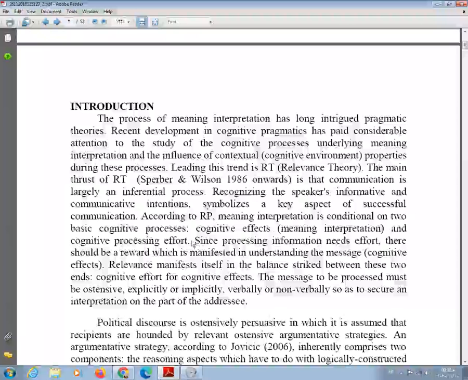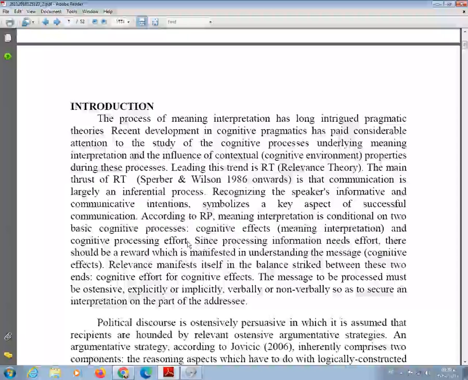in arriving at the meaning or in interpreting a particular text on the one hand, and the reward here is the meaning itself. So the cognitive effect is the meaning. Once we arrive at the meaning and once we figure out what's intended by the speaker, this is called cognitive effects, meaning interpretation. And how can we arrive at this, and how can we get this? By exerting processing effort. جهد ذهني احنا بنبذله علشان الوصول للمعنى.